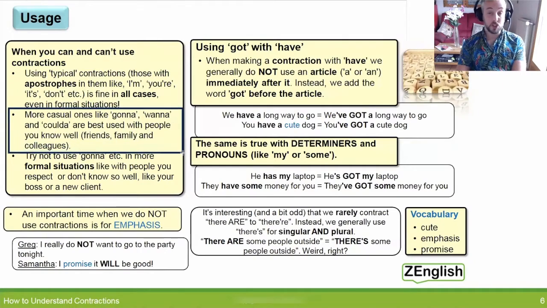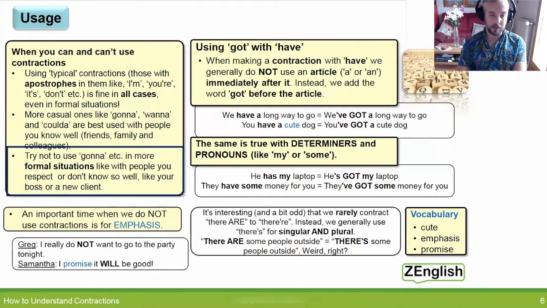The more casual ones, the shortened ones, gonna, wanna, shoulda, and so on, they're best used with people you know well, your friends, your family, and the colleagues you speak to every day. However, I would suggest not using those ones like gonna and woulda in the more formal situations, like with people you respect, like a boss, a senior family member perhaps, or people you don't know so well, like, again, your boss, the CEO of your company, or a new client.